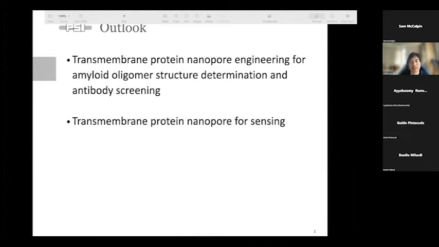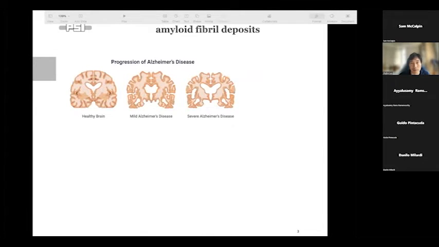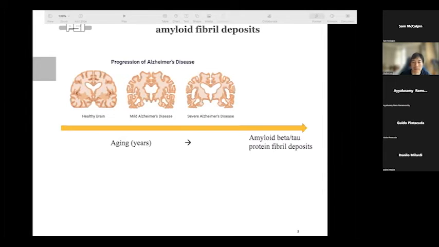Okay, that's great. So in the second part, I will introduce using the alpha hemolysin nanopore to detect amyloid proteins. As background, you probably already know very well, with aging the healthy brain can become shrunken, and you can see lots of amyloid deposits in the brain, like amyloid beta and tau protein in Alzheimer's disease, which can be scanned by PET-CT, shown here.